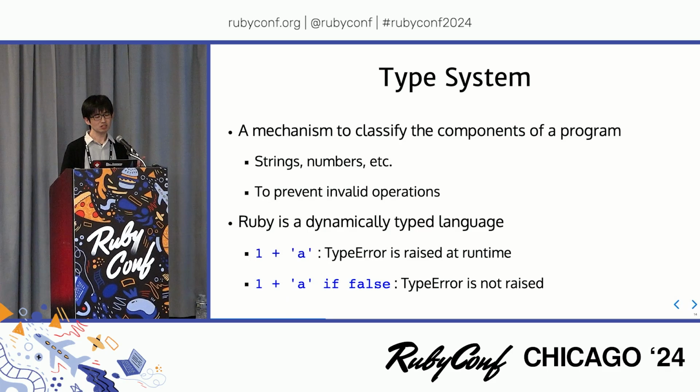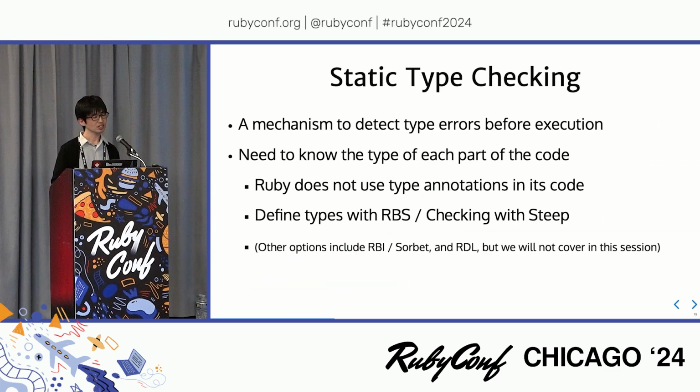Furthermore, when this expression is wrapped in `if false`, the type error is not raised because 1 + "a" is never evaluated. To the human eye, the problem with this code is obvious. Is it possible to find this problem on CI or in the IDE before execution? Static type checking is a mechanism to find such type errors before execution. To do this, we need to know the type of each part in the code without executing it. Unlike C or other languages, Ruby does not use type annotations in its code, so some device is required.